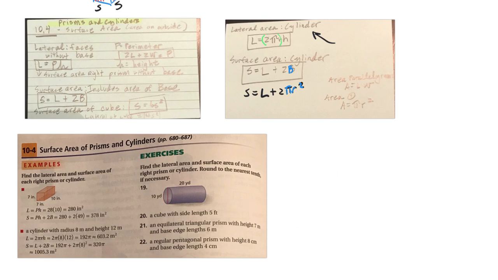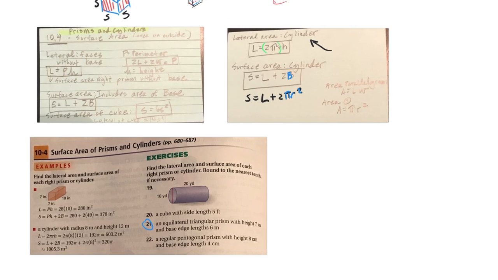All right, looking now at problem number 21, an equilateral triangular prism with a height of 7 meters and a base edge length of 6 meters. Well, let's get right to reminding ourselves that the area of an equilateral triangle, well, the area of any triangle, is really base times the height times 1/2. So the area of a triangle equals 1/2 base times height.